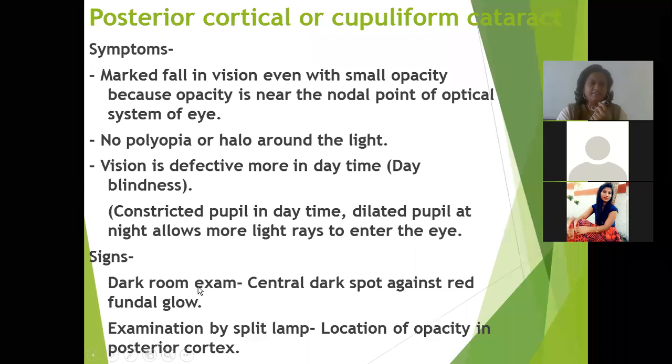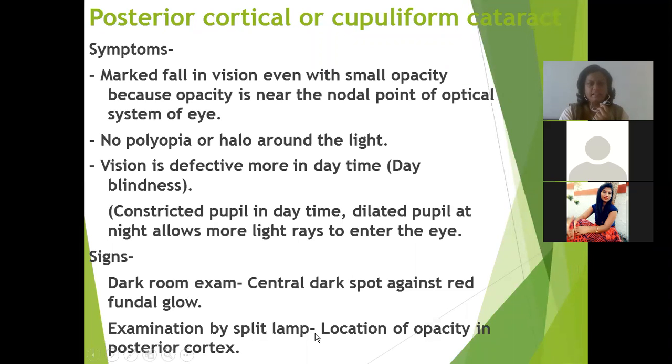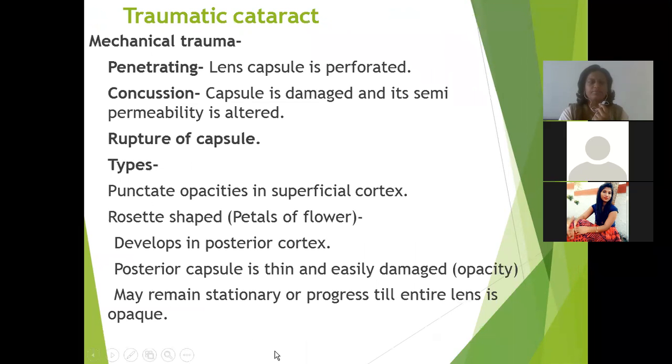Signs: in the dark room examination, there is a central dark spot against the red fundal glow. On examination by slit lamp, the opacity is located in the posterior cortex.